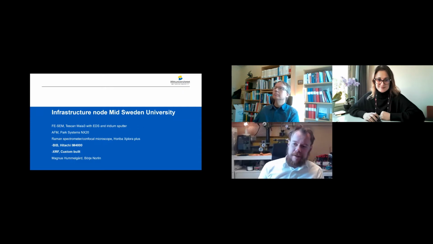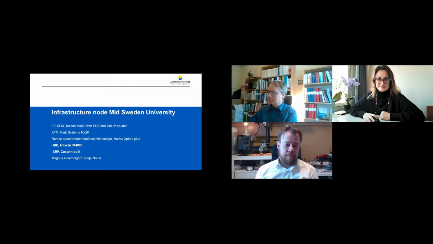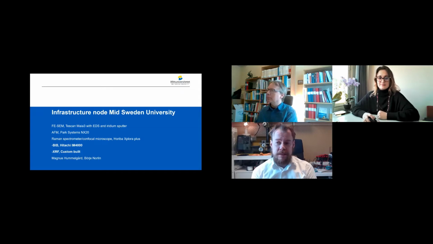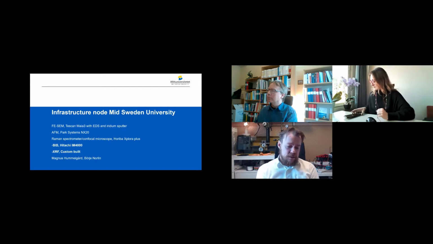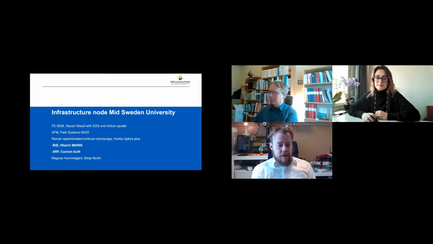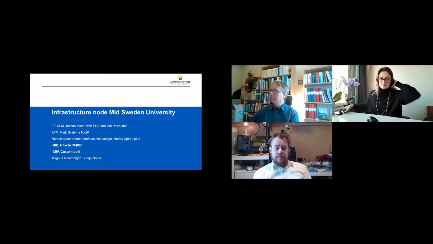Yes, thank you for having us. We have 5 different systems at this node at Mid Sweden University, and today we're going to highlight 2 of them. But I will also mention one slide each of the other 3 instruments. So we have an electron microscope, atomic force microscope, Raman spectrometer, this broad ion beam Miller machine, and a custom-built XRF machine.